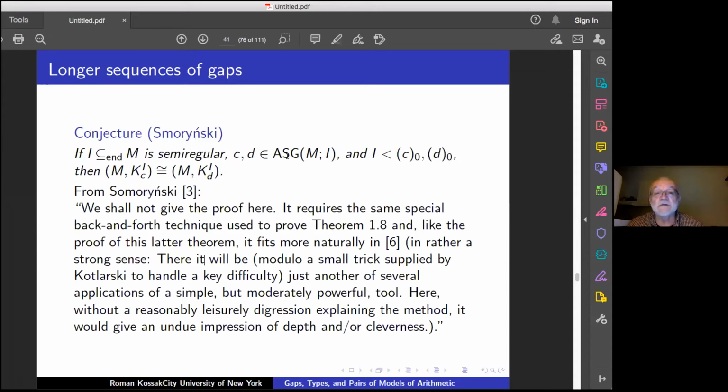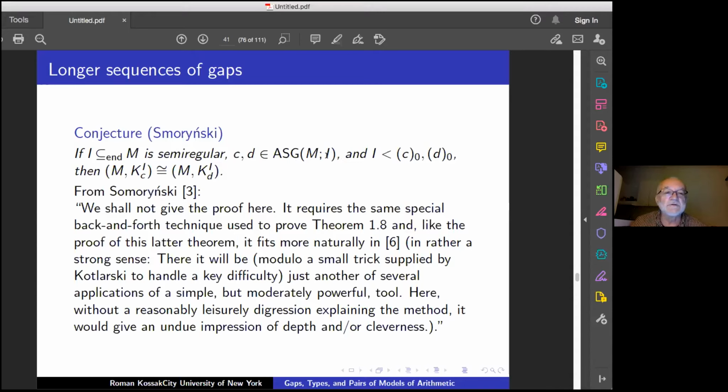Its analog is definitely true, and I showed you on the pictures that if you have two ascending sequences of gaps of length omega, then this is true, that all those pairs are isomorphic. But Craig said, well, if you take any semi-regular cut, the same holds. But I'd like you to read, maybe I'll read it.